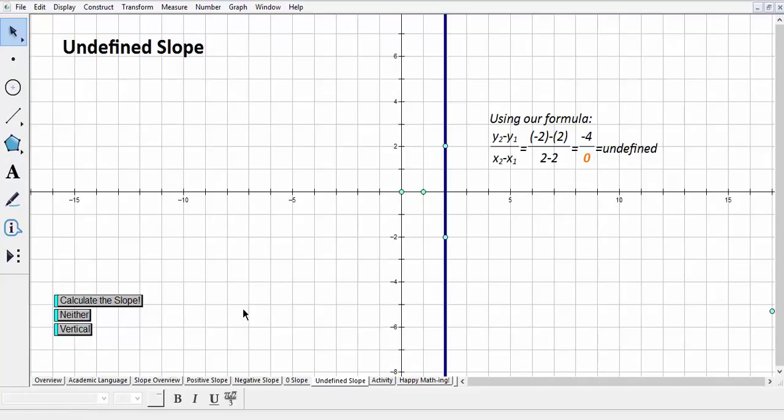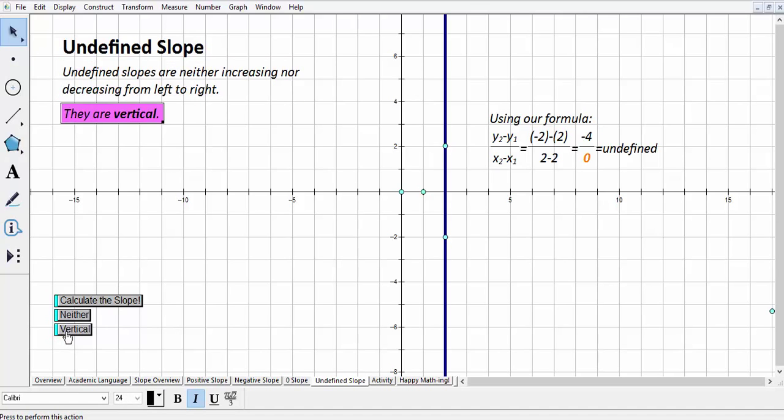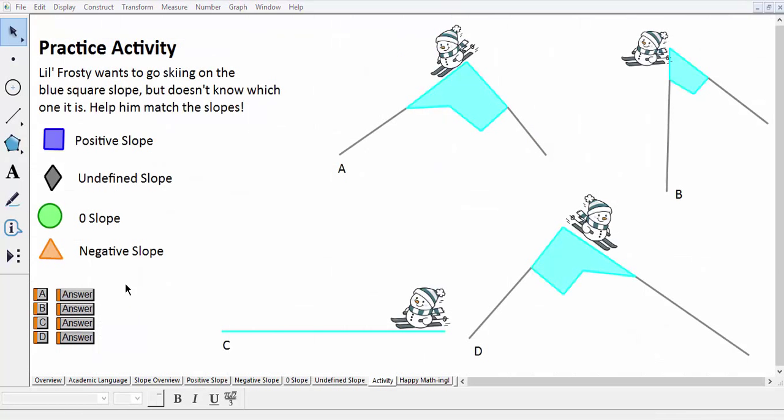So again, if we follow this line from left to right, even though that's really hard to do, we can see that it's neither increasing nor decreasing. And further, we can observe that this line is vertical, and this is what an undefined slope looks like.